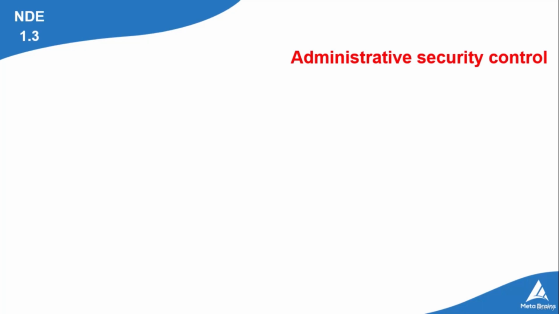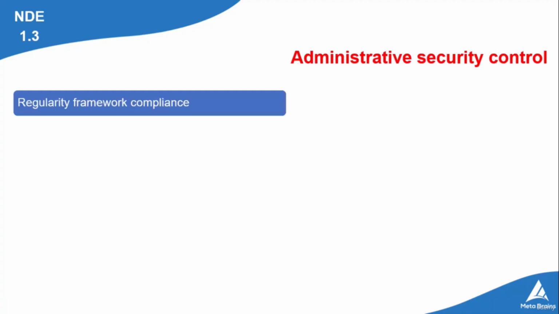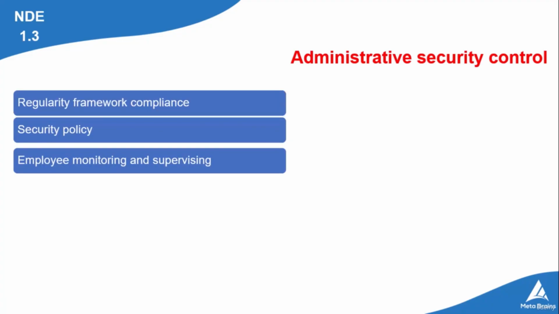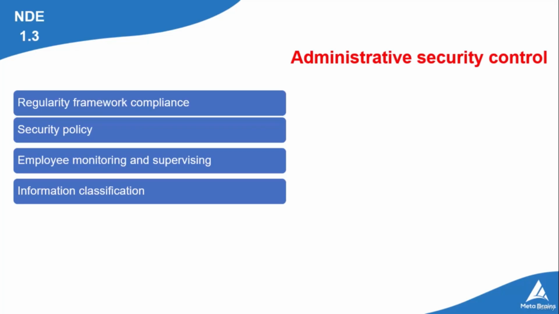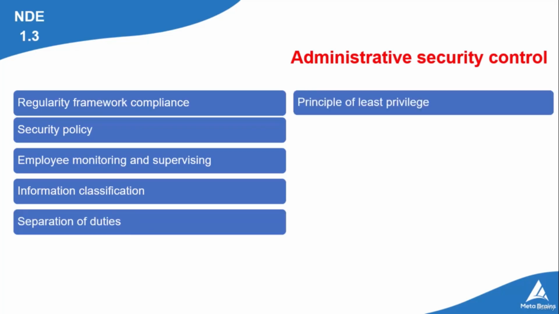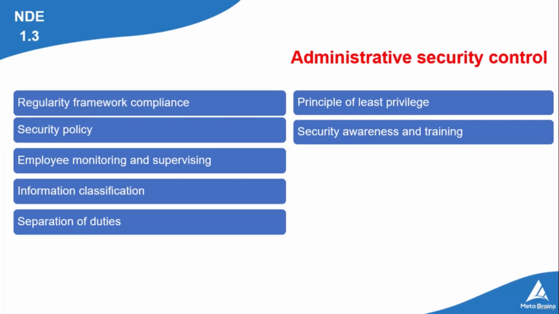Administrative security is a type of security that controls the level of access and behavior of each user within the network. It involves processes and policies that limit or allow access and changes to the network infrastructure. These are regulatory framework compliance, security policy, employee monitoring and supervising, information classification, separation of duties, the principle of least privilege, and security awareness and training.